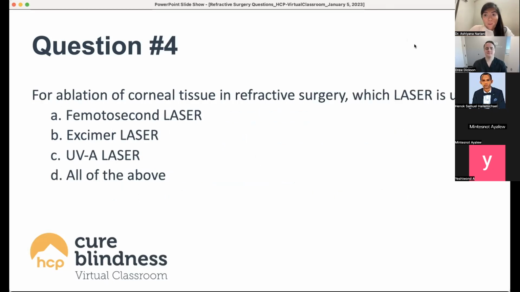Question number 4. For ablation of corneal tissue in refractive surgery, which laser is used? Is it A, femtosecond laser, B, excimer laser, C, UVA laser, or D, all of the above?